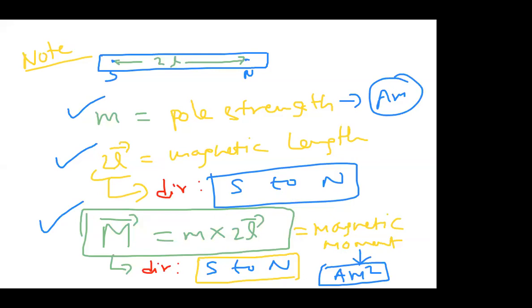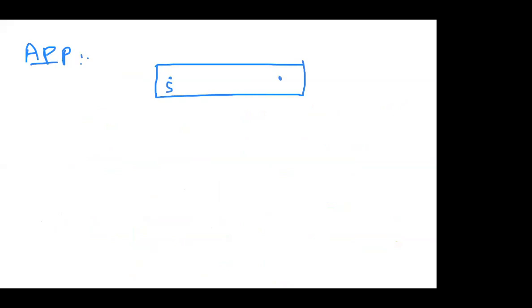Now let us observe some applications. There is one magnet, kept like this. The magnet has a south pole and a north pole. And what is the direction of magnetic moment? The magnetic moment direction is from south pole to north pole, and its value is M1. And I am taking another magnet.